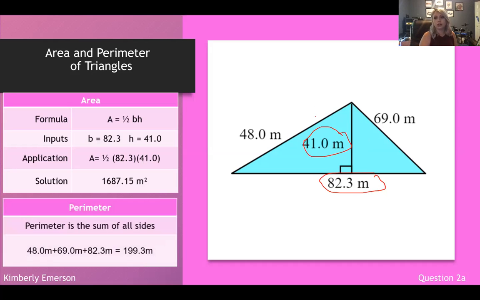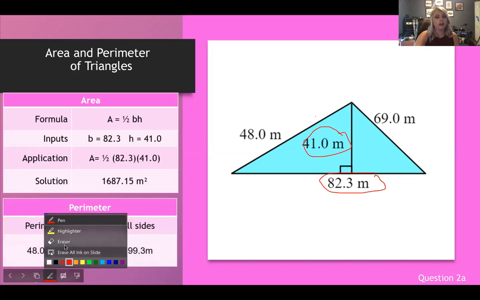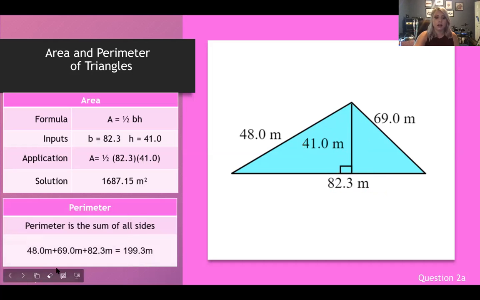So looking at perimeter, I want to point something out before we go any further. Let me erase this real quick. When we're talking about perimeter and area, perimeter is the outside. If we were to have a fenced-in backyard, the perimeter would be the measurement of the fence, and the inside would be the area. Looking at our triangle, our fence would consist of 48 meters, 69 meters, and 82.3 meters, and our area would be on the inside where 41 meters is. But everything on the outside equals perimeter.